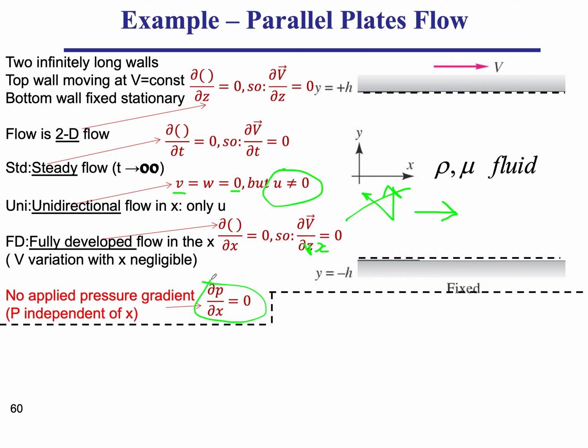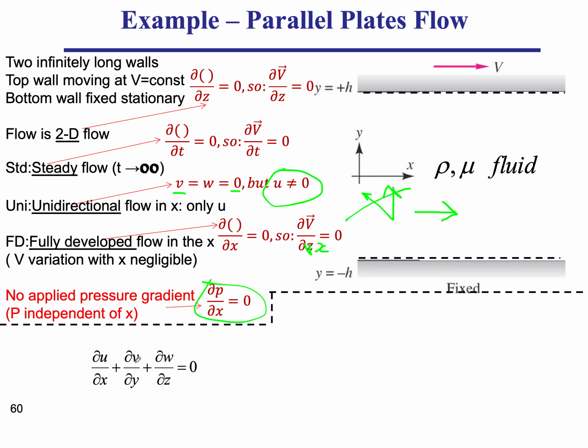So let's look at the Navier-Stokes equation now and see how we can use those assumptions that we started with. And we also are ignoring gravity. Let's see how these assumptions translate into simplifying the Navier-Stokes equation. We'll start with the continuity equation. And we'll start term by term.